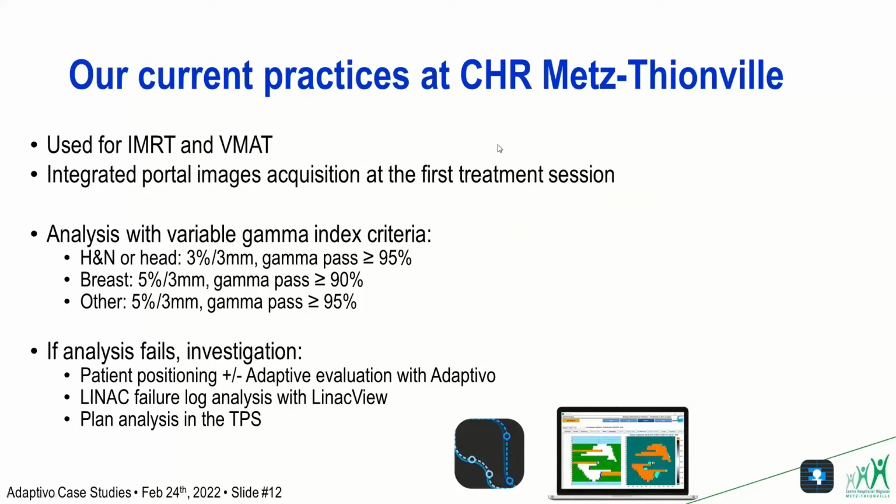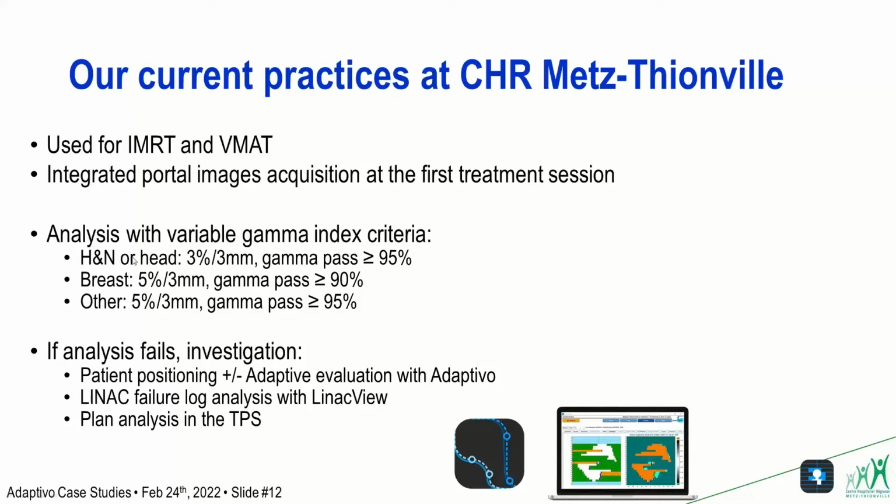Our current practice in Metz is to use Adaptivo for now only for IMRT and VMAT. For 3D CRT, we still use our old diode measurement system. And as you saw in the previous slide, we only acquire integrated portal images at the first treatment session. If you want, we can discuss that in the questions later. We also have variable gamma index criteria depending on the treatment location.